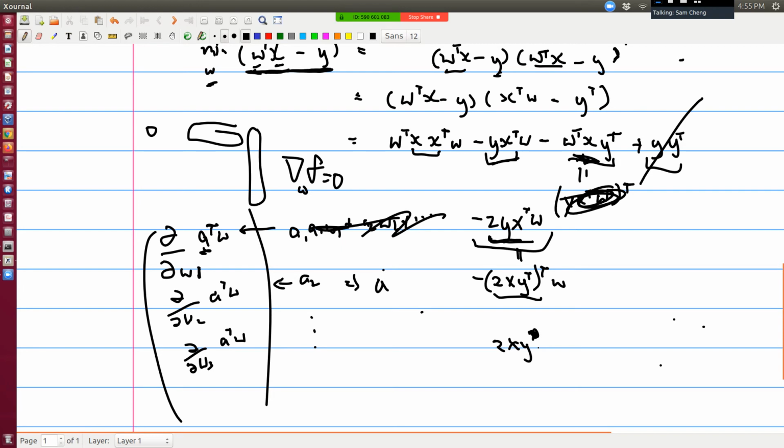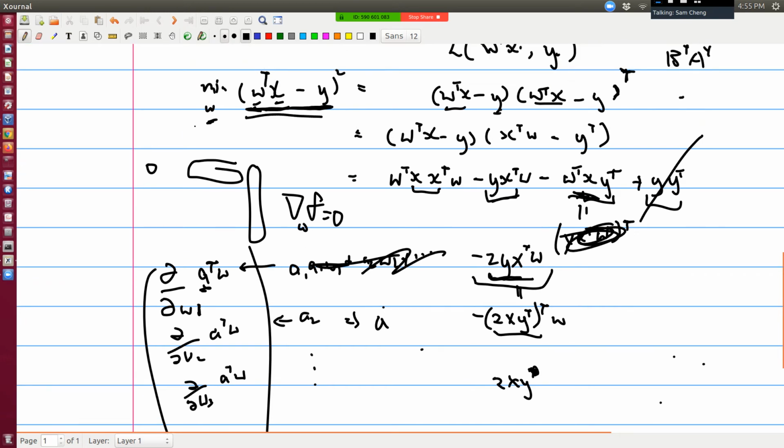Why did you mention that the gradient is 0? Not yet. I want to set the gradient to be 0 because I am trying to minimize over W. Think of the simplest case, the 1D case. If you are trying to maximize or minimize something, is there any question?